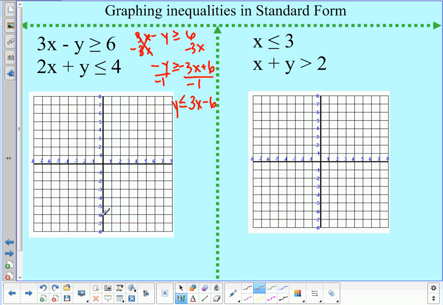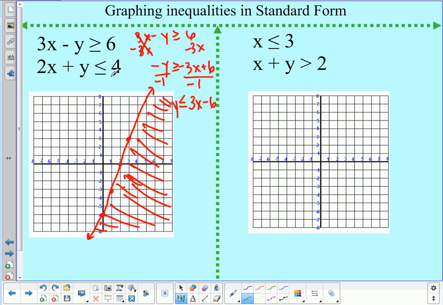So that means I'm starting down here at negative 6. I go up 1, 2, 3 over 1. Up 1, 2, 3 over 1. Up 1, 2, 3 over 1. This is going to be a solid line. And I want to shade below, so that's down here. Again, you don't really want to darken it in yet. We need to see where the overlap is, if there is any. So then let's do the other one.